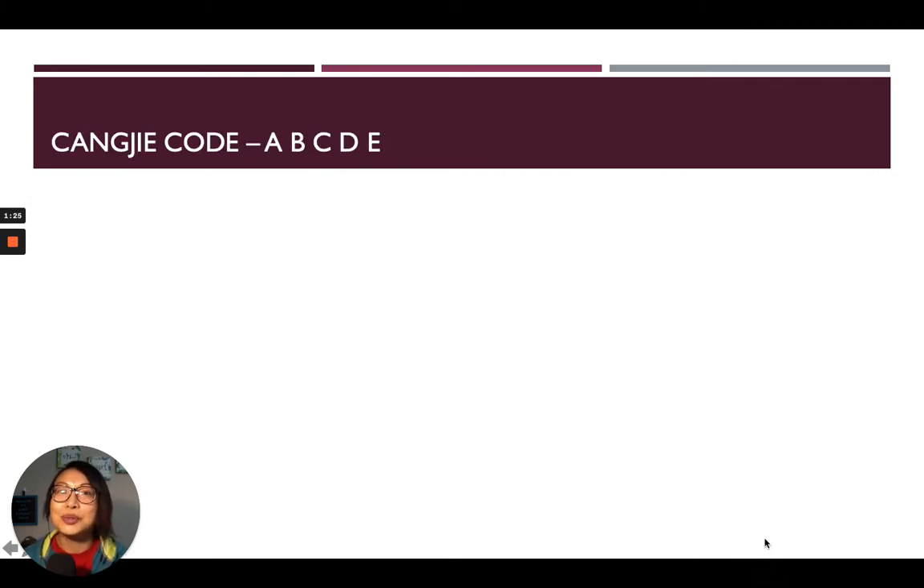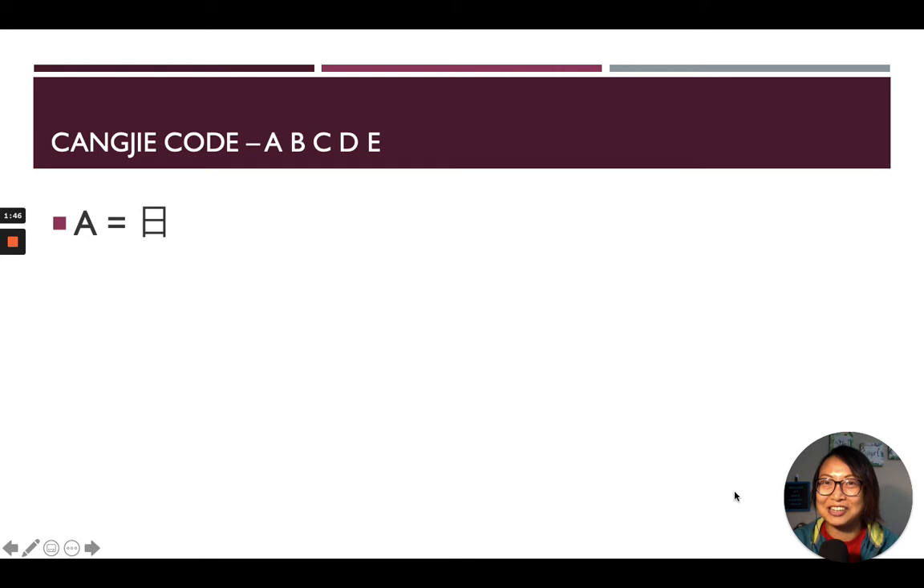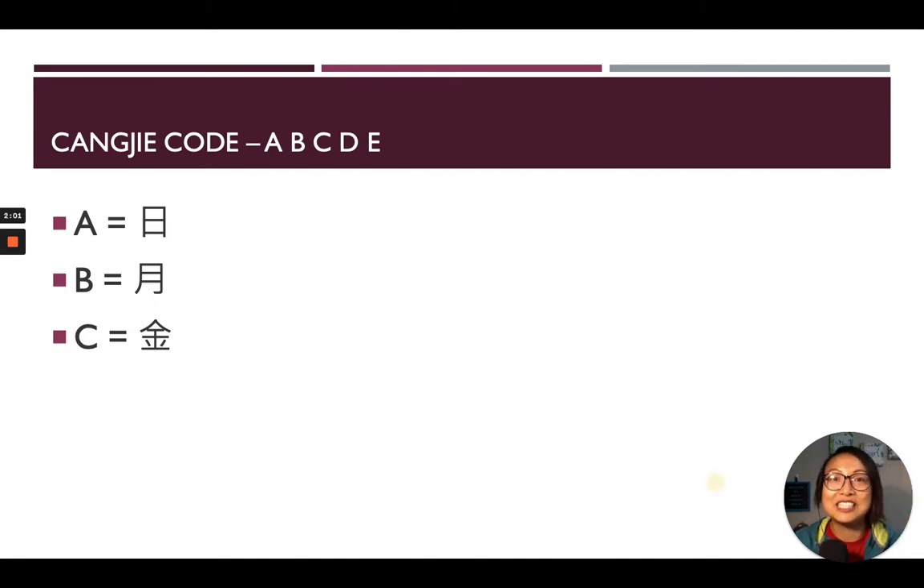Last class, we went through the Cangjie 输入法 typing with the alphabet, the A, B, C, D, E. Let's see if you still remember. So for A, it is the yat, which is the sun. Let me move myself to the other side so you can see the others. For B, it is yut, the moon. C is gam. It means gold or metal. And then we have D, which is mo. So when we say mo, it means wood. All right, and E, we have the soi. Soi is water.